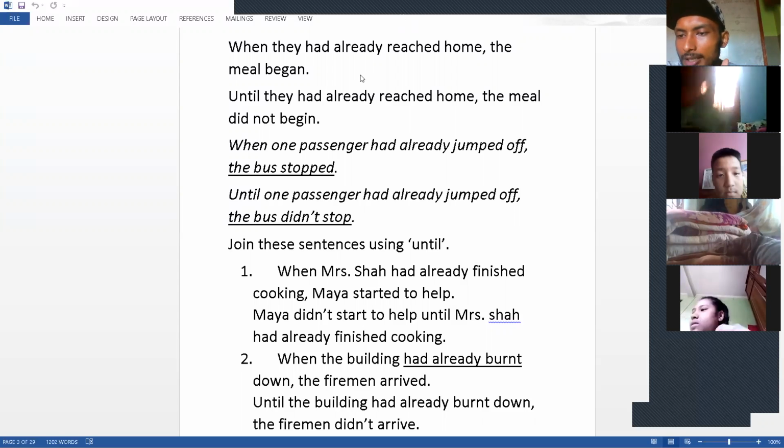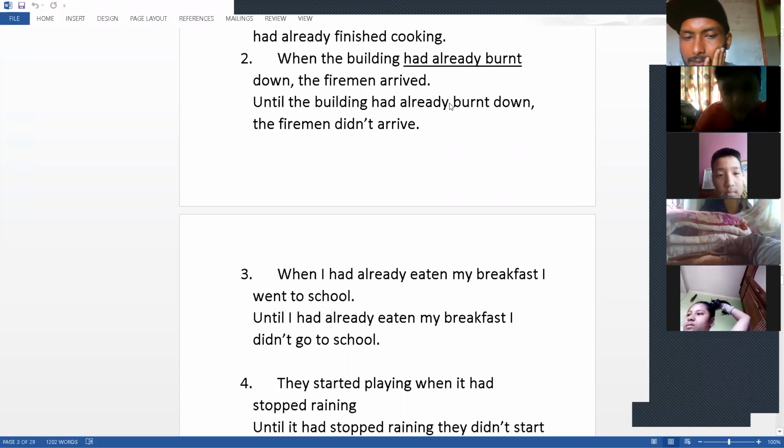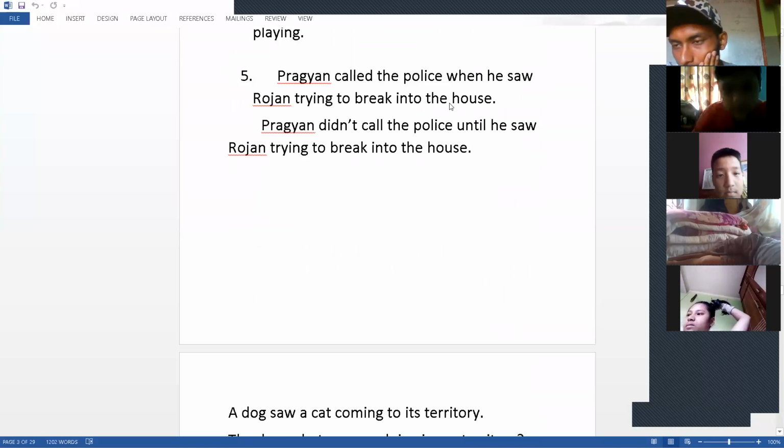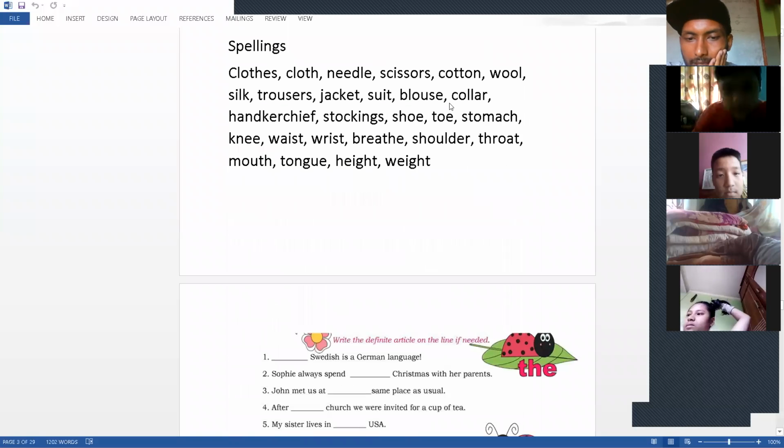So when you use until in place of when, you need to change certain verbs into negative, because until then it has not happened. When it happened, that means until then the thing has not happened. So that's how you're going to do when and until. This is going to be important too. When you use until, you will have to change certain things into negative.